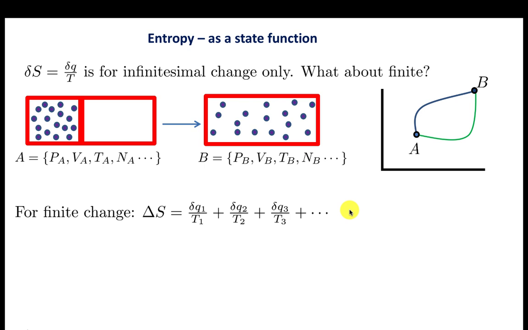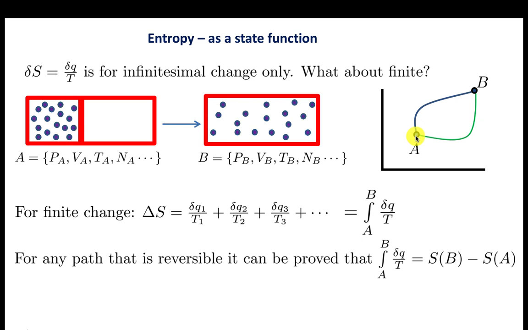Now, if you add these all together, that's the same as doing the integral of this quantity from A to B. So we can go along this path, or we can go along this path. In both cases, we will have to do an integral. If one does things slowly so that we are in equilibrium at every point, then we can go on this path, do the integral, and get an answer.